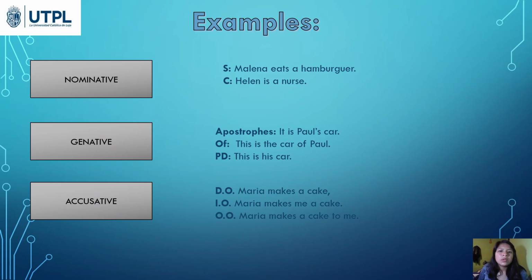For example, here we have nominative. Example: Malena eats a hamburger, or Helen is a nurse. Genitive, here we have apostrophes: it is Paul's car. This is the car of Paul. This is his car. And accusative: Maria makes a cake. Maria makes me a cake, or Maria makes a cake to me.